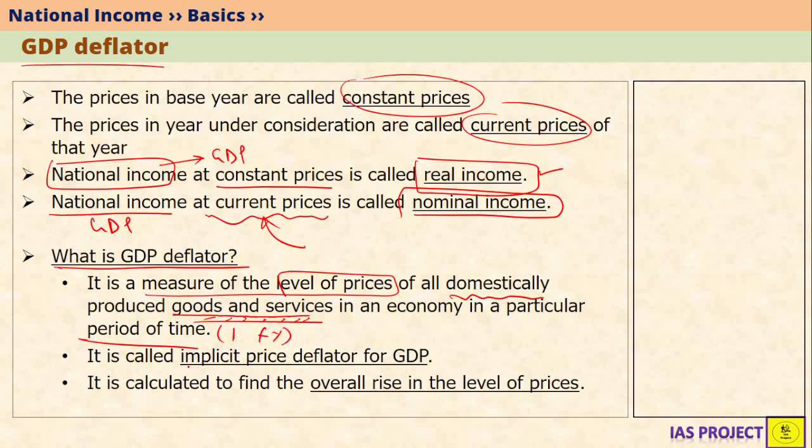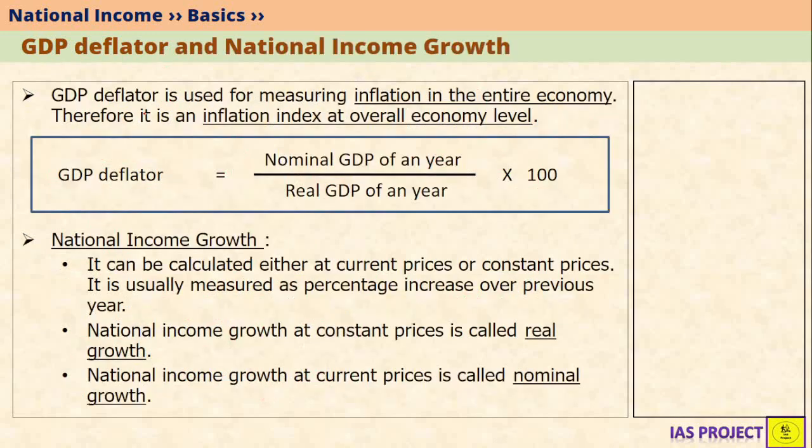GDP deflator is also called as implicit price deflator for GDP. Why is it called as implicit? Because it can be calculated by using the measures of GDP itself. We do not need any further data. So therefore it is called as implicit price deflator for GDP. It is calculated to find the overall rise in the level of prices within the economy. GDP deflator is used for measuring inflation of entire economy. Therefore, it is called as inflation index at overall economy level.